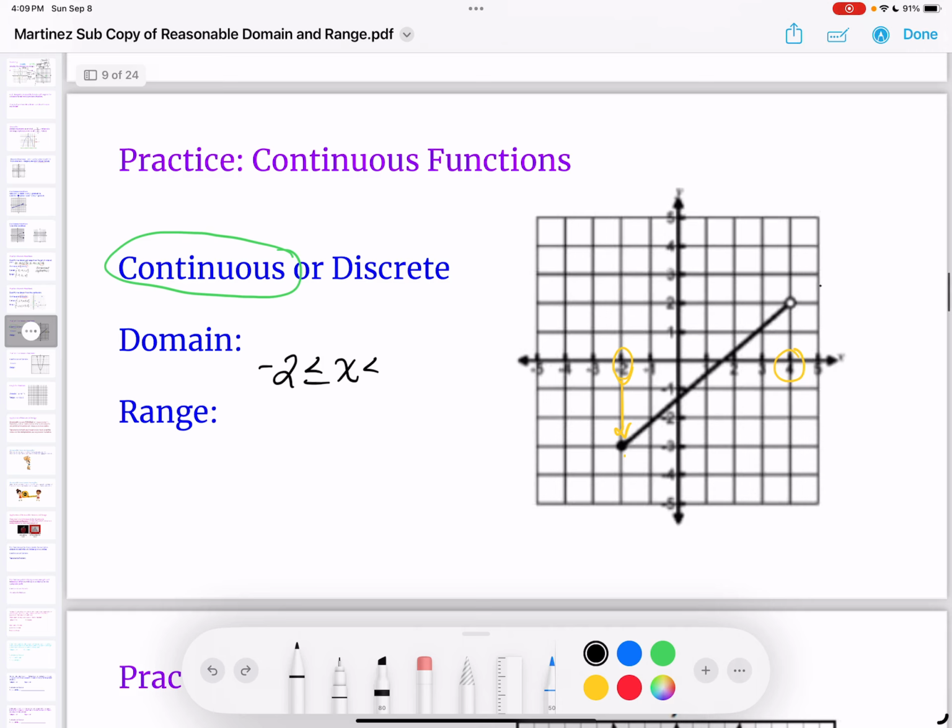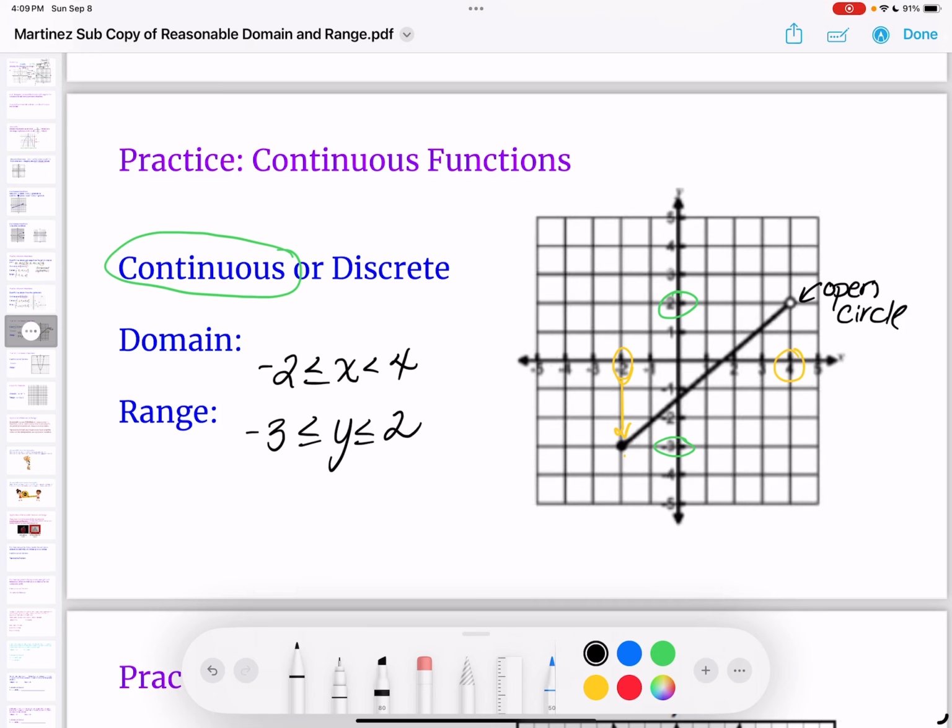And then we can do the range. So the range, the bottom side starts at -3, and then the top goes all the way to 2. So we'll start off there, -3, closed circle. And then 2 is our open circle. Okay, perfect.